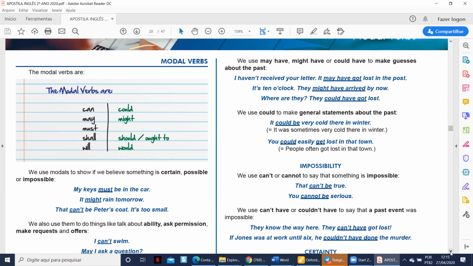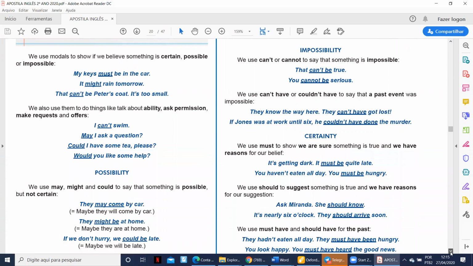Ok? Let's talk about impossibility. Very simple. You just have to use the negative form. So we use can or cannot.